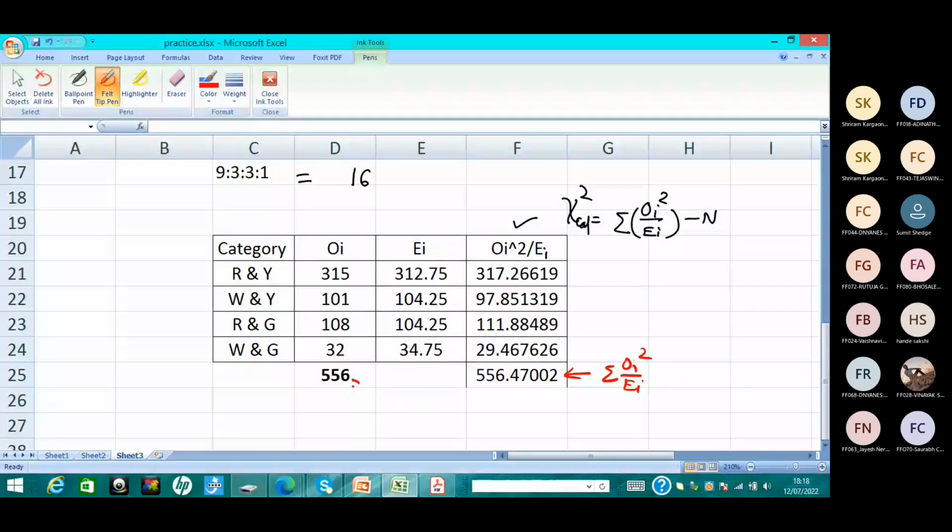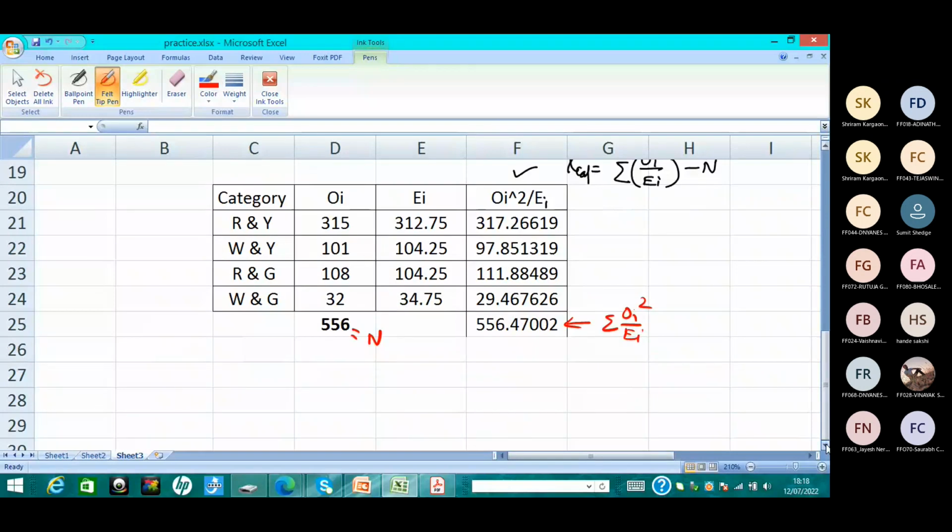Okay, so now let's come back or do the calculation over here only. So under H0, what was the formula? Calculated value of chi square is equal to, now I directly write this, summation OI square upon EI, which is 556.47. So minus total frequency, which was 556. So how much is the value? 0.47 is the calculated value.